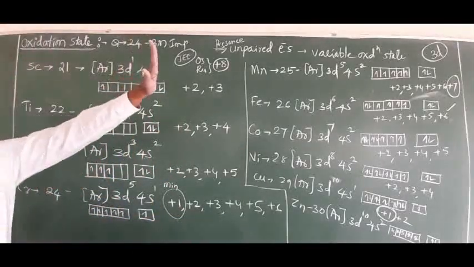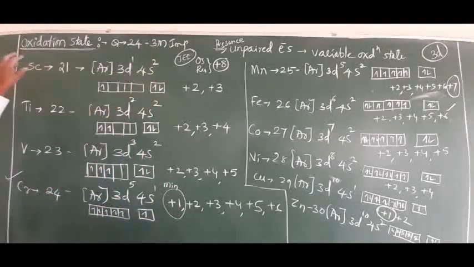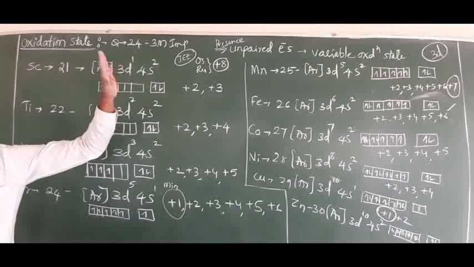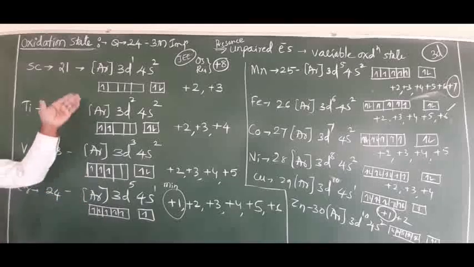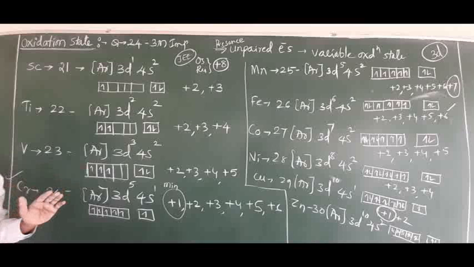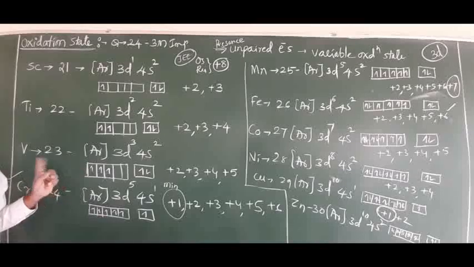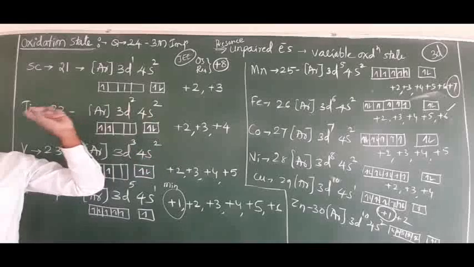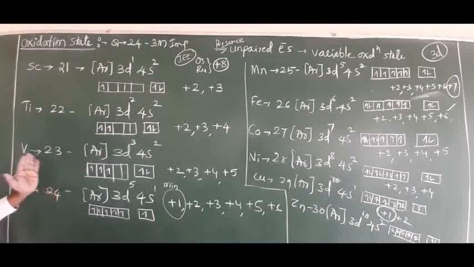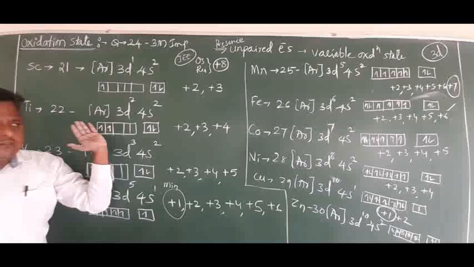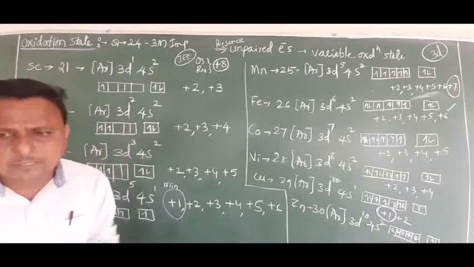This is the concept of variable oxidation state in the d block. Keep in your mind, this is very important. Keep practicing variable oxidation state. In the next video, we discuss the continuation of this. Why are they variable? I have one reason: because of unpaired electrons. We have another two reasons why they are variable, which we discuss in the next video. Thank you.